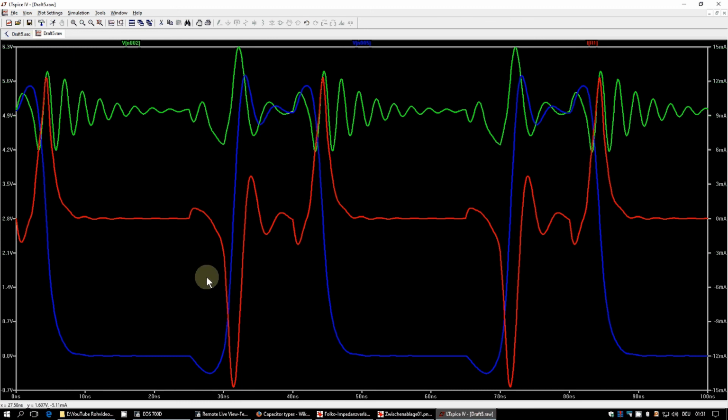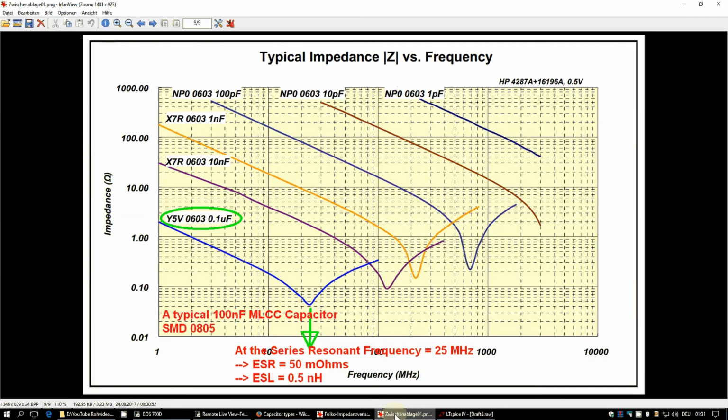Now let's compare this with what we get with a modern MLCC, a multi-layer ceramic capacitor of the same capacitance, 100 nanofarad. And you can already see the resonant frequency is much higher at around 25 megahertz. The ESR is much better, 3 times lower at 50 milliohms. And the ESL that I've calculated from these values was exactly 0.4 nanohenry, so more than a factor of 10 better than a plastic film capacitor.